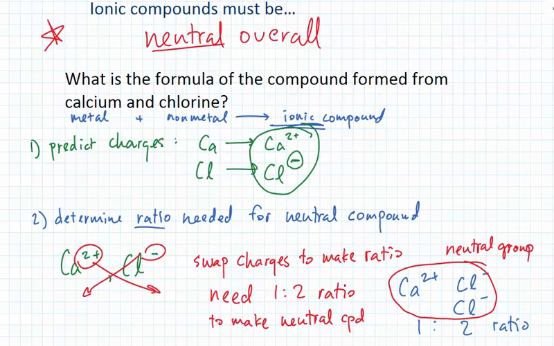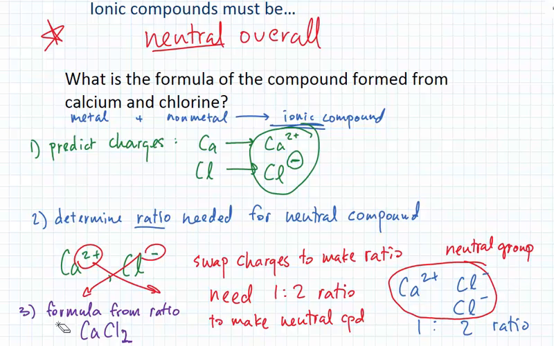Step 3: the formula comes from the ratio. It's just, in this case, CaCl2. The formula has listed out each of the elements. In order, we're going to go metal and nonmetal. We'll talk about that on the next page here. But 1 calcium for every 2 chlorides.